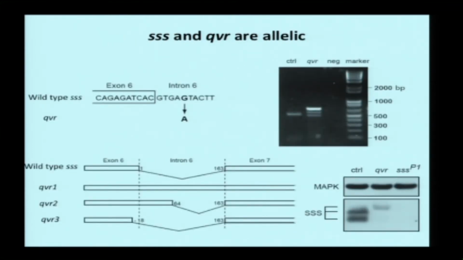So we cloned sleepless from Quiver and found a single nucleotide change that alters splicing. So instead of the wild-type sleepless transcript, you get these 3 other transcripts, all of which we were able to detect. And one of these, Quiver2, is expected to encode a protein that's larger in size than wild-type sleepless. And indeed it does, but levels are greatly reduced. So sleepless and Quiver are allelic, and Quiver mutants also have a sleep phenotype. So that told us then that sleepless probably affects Shaker.